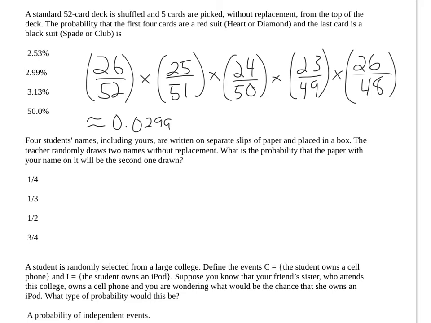4 students' names, including yours, are written on separate slips of paper and placed in a box. The teacher randomly draws 2 names without replacement. What is the probability that the paper with your name on it will be the second one drawn? Alright, well, if it's the second one drawn, that means the first drawn slip of paper does not have your name on it. So what's the probability that the first one does not have your name on it? Well, there are 4 students' names, including yours. So the probability that the first one does not have your name on it is 3 divided by 4.